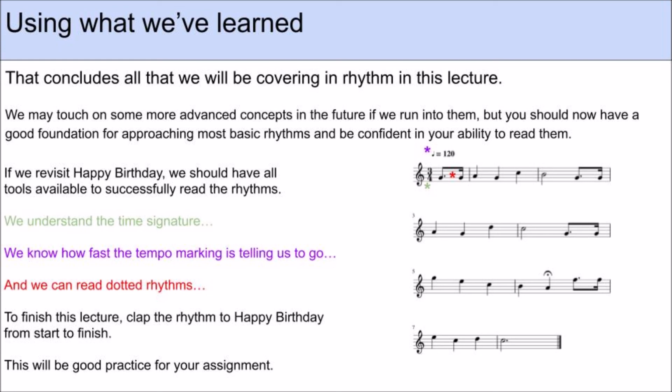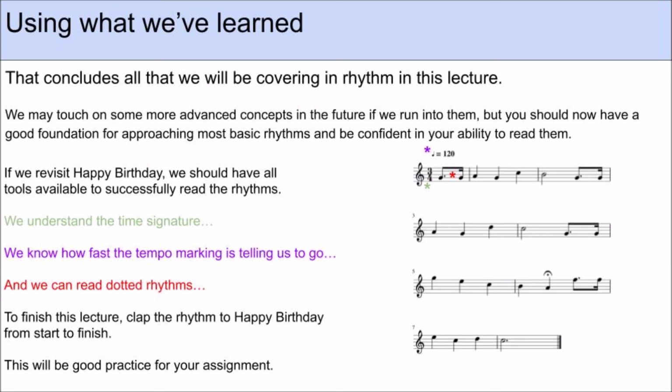If we revisit Happy Birthday, you should now have all the tools available to successfully read the rhythms and the pitches. You understand the time signature. It's in 3/4. So there are 3 pulses in a measure, and the quarter note represents each pulse. We know what the tempo marking is telling us. The quarter note will equal 120. So there are 120 quarter notes in a minute, which is twice as fast as 60, which is 1 second per minute.